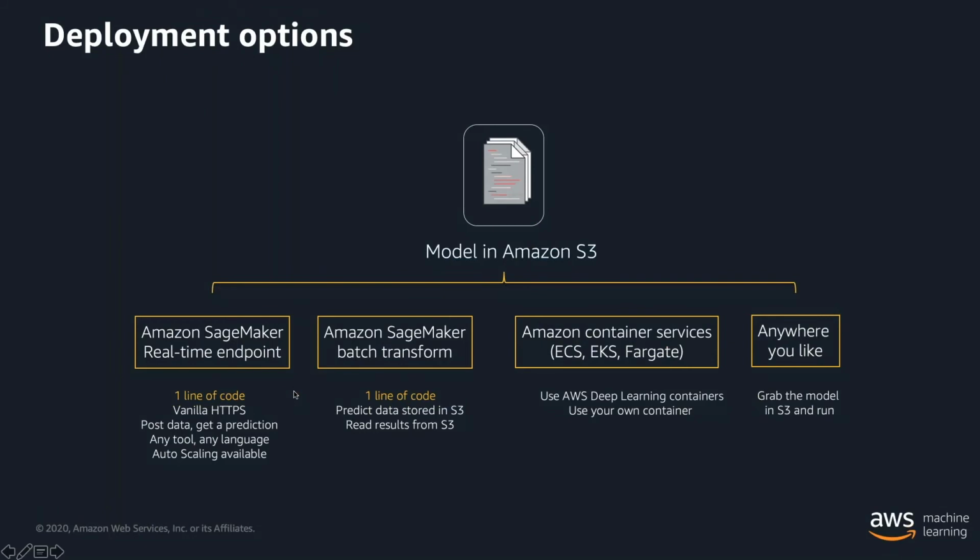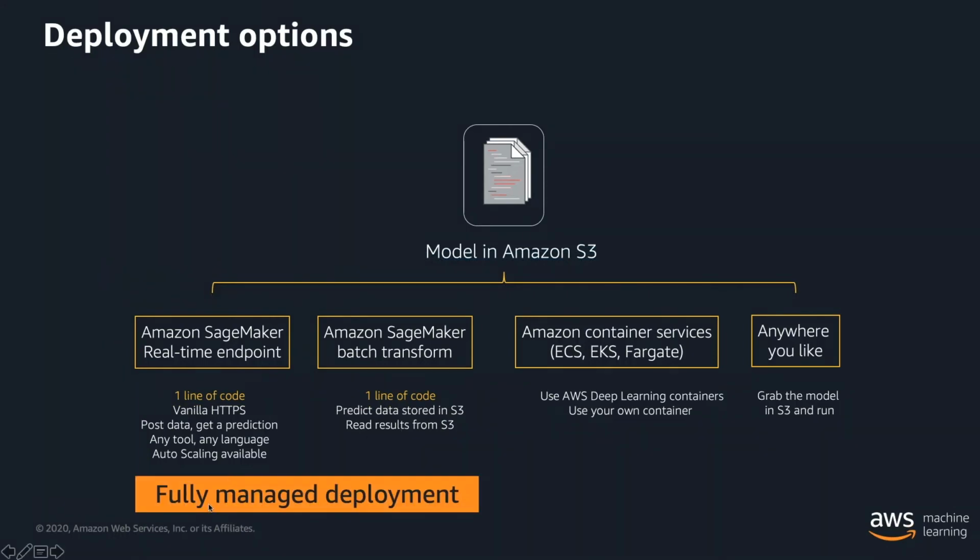Next to that, you also have the possibility to have a batch transform. Some customers are not really interested in having a real-time endpoint. In this case, they just upload their data to S3 and then in a batch fashion, the algorithm will make its prediction and store the results back in S3. So these 2 options are really fully managed deployment. This is one line of code. That's really the power of SageMaker.